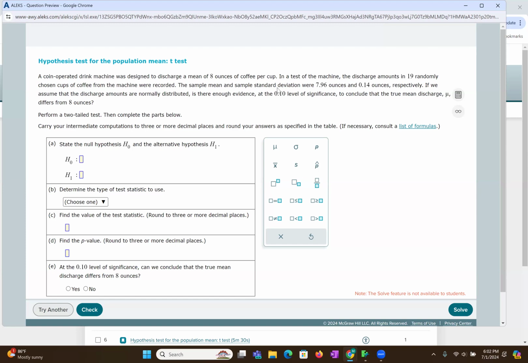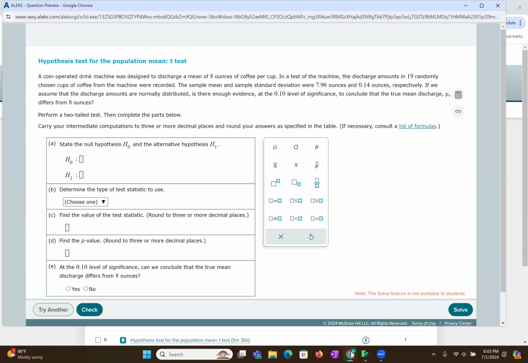We did the population with the z-scores. Now with the t-tests, we're dealing with samples. They give us 7.96 and 0.14 ounces respectively. If we assume that the discharge amounts are normally distributed, is there enough evidence at the 0.10 level of significance to conclude that there is a change or a difference in the 8 ounces? They want a two-tailed test, so we're looking at is or is not greater than. Let me show you some technology ways and some math ways you can approach this.